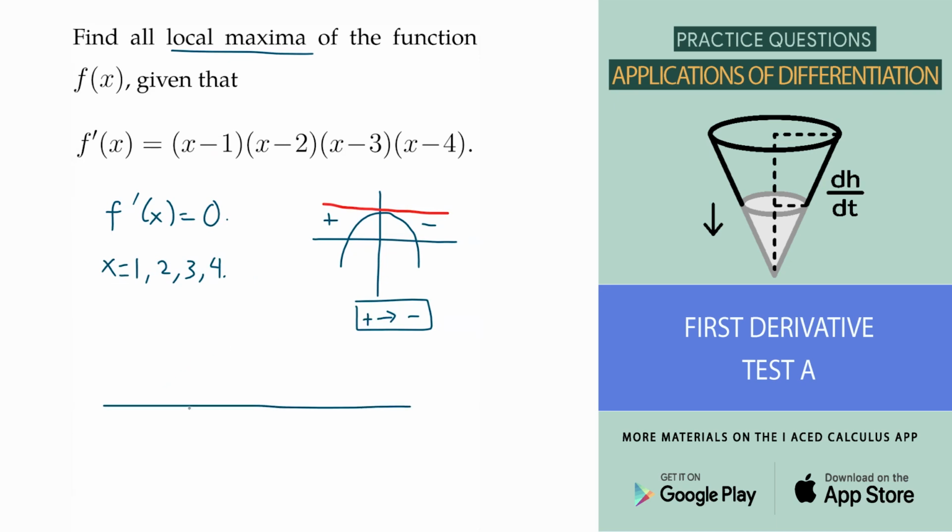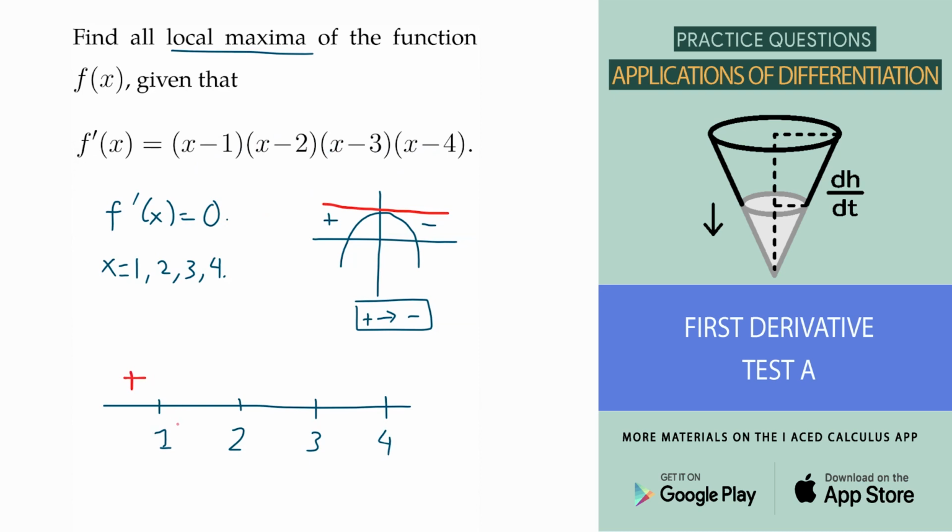Let's draw the number line and evaluate what the derivative looks like on each interval. Well, we see that if x is less than 1, then x minus 1 is negative, x minus 2 is negative, x minus 3 is negative, and x minus 4 is negative. The product of all four negatives would be positive, so we can put a positive sign there.